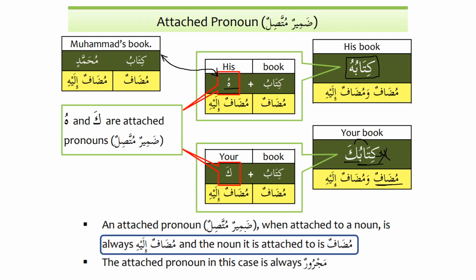Excellent. An attached pronoun, damirun muttasilun, when attached to a noun, is always mudafun ilayhi, and the noun it is attached to is mudafun, as we have discussed earlier. The attached pronoun in this case is always majroor. Please remember that the attached pronoun is always majroor, but we will not change it into kasra because they are fixed. So we cannot change them into kasra, and we will not change the ending to make it majroor. The ending will not change. In some cases the ending changes, but when we use them as mudaf ilayh, the ending will not change.